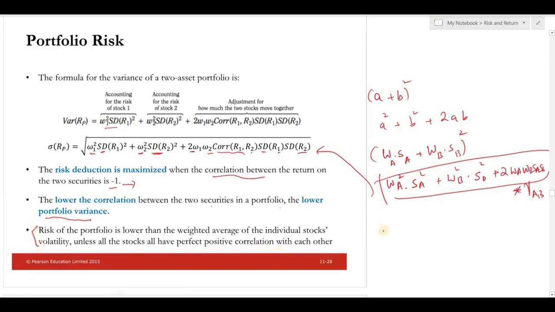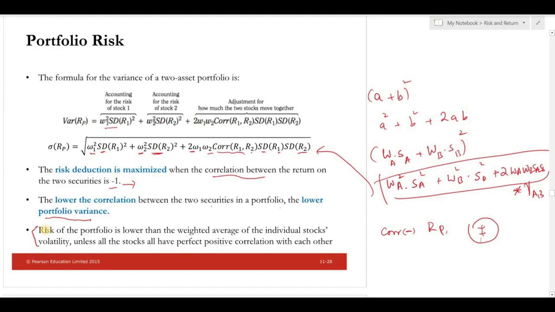So it means if the correlation between the two securities is negative, the risk of the portfolio would be less than the risk of the individual securities, unless all the stocks have perfect positive correlation. That is the statement that you need to understand.